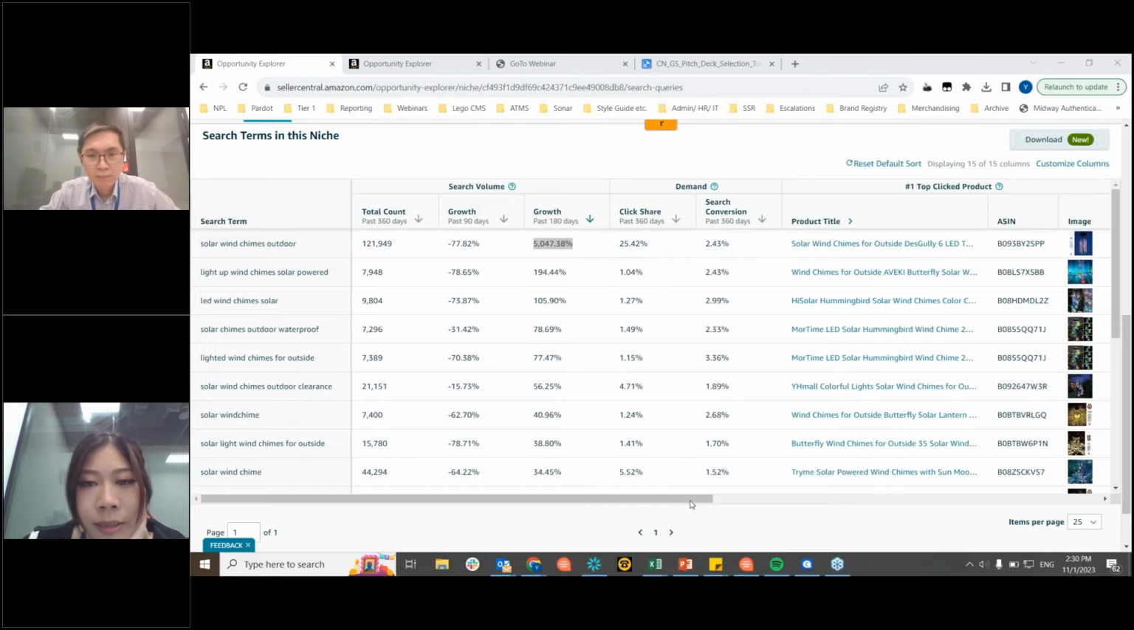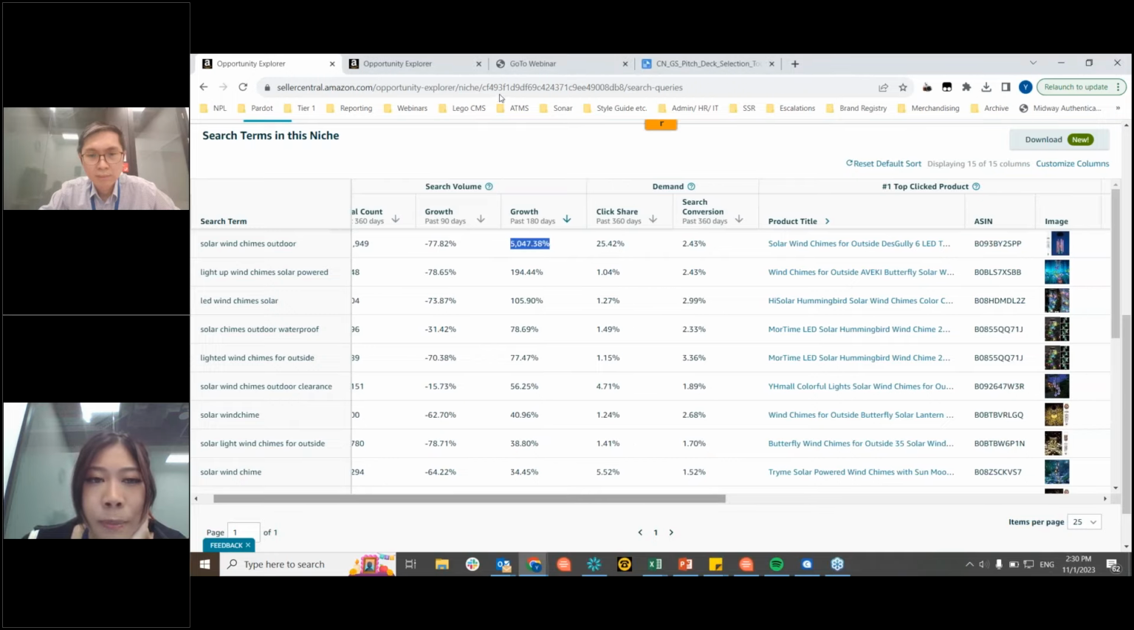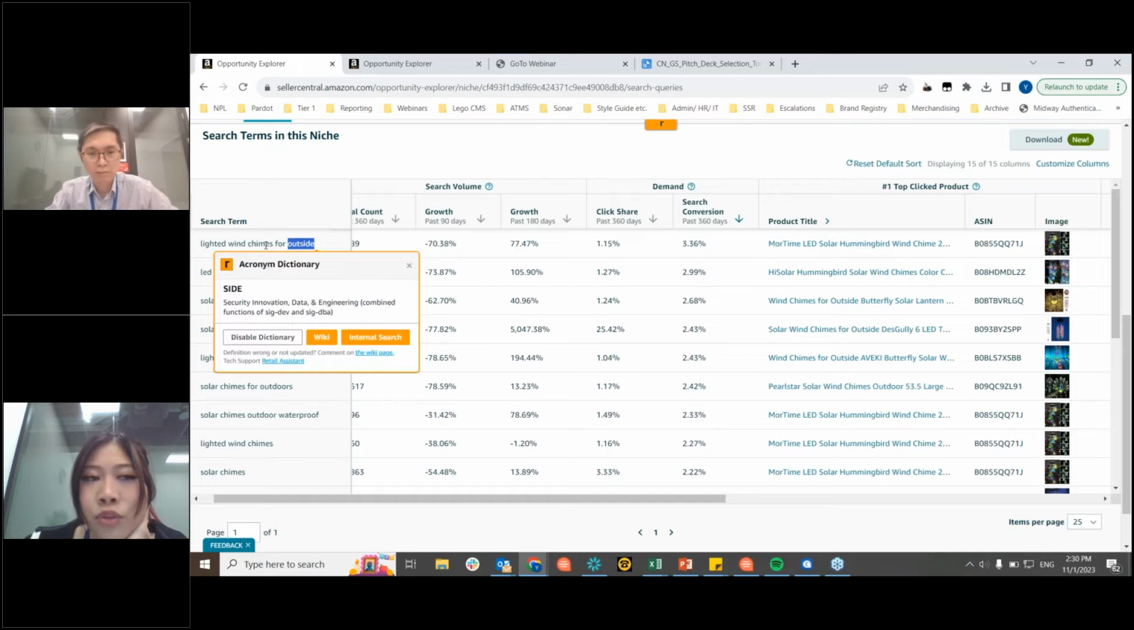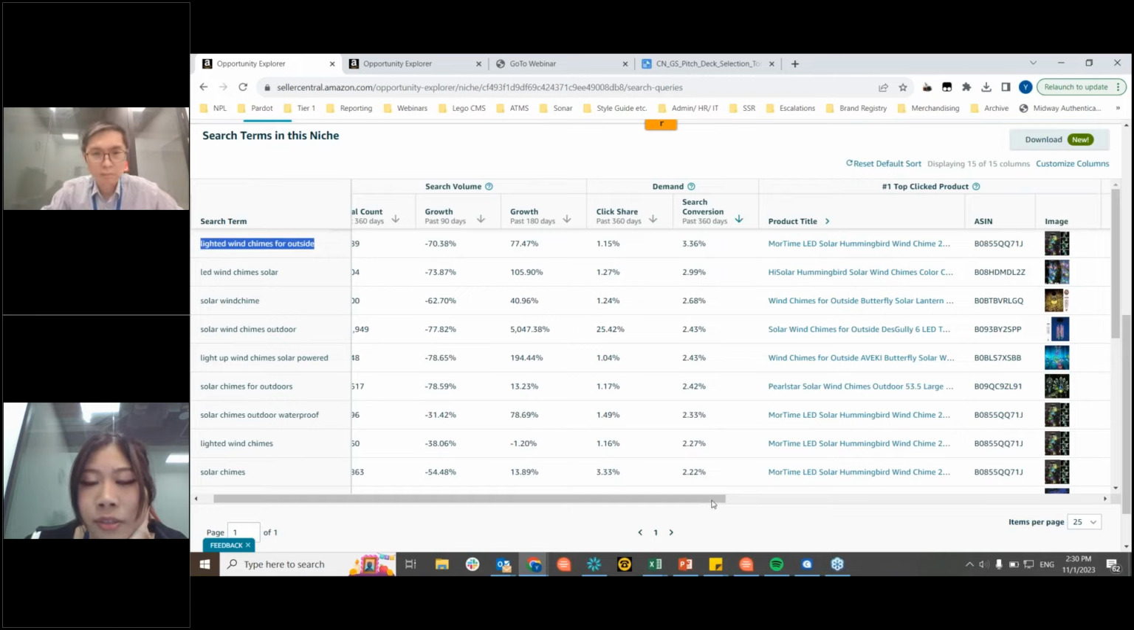Secondly will be the demand, right? If people search for this search term and refuse to buy, then you'll be incurring a lot of advertising spend that is not efficient. So over here, you can also filter down by the search conversion in order to see, oh, it seems like lighted wind chimes for outside have a high search conversion. Maybe this is something that you can put in more budget and also bid higher in order to make sure you win this keyword when people search for it.